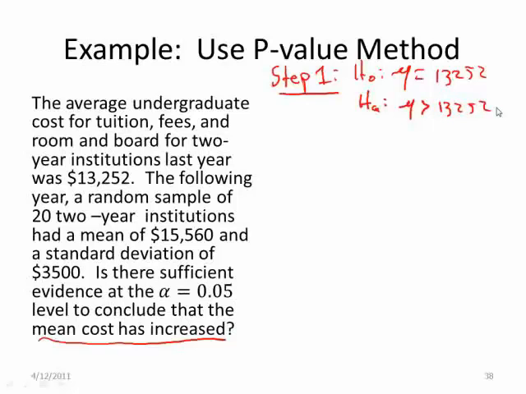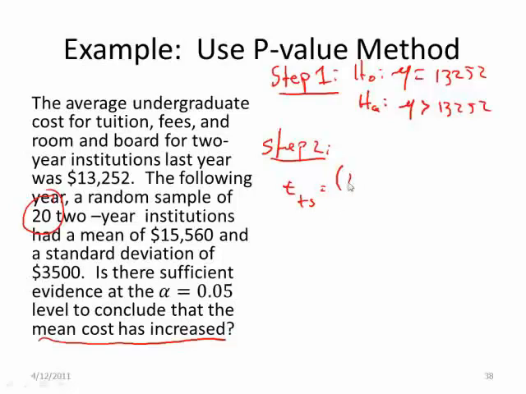So step number 2 is to compute a test statistic. So are we going to compute the t or the z? Why? We do not use the z, because the sample size is less than 30. Very good.